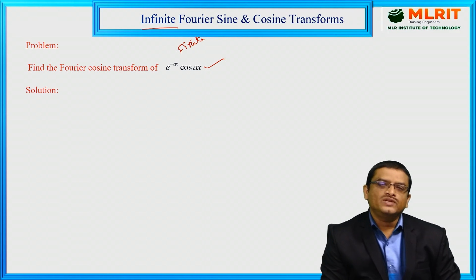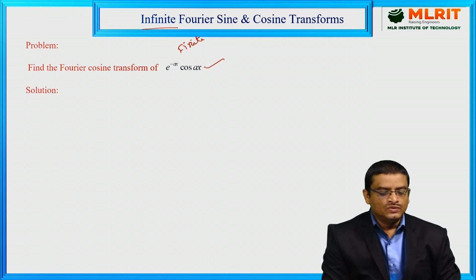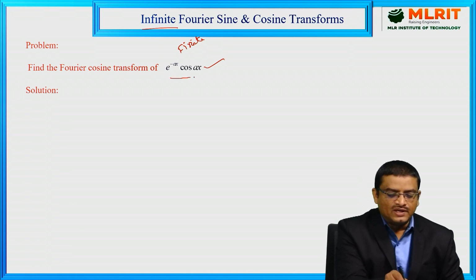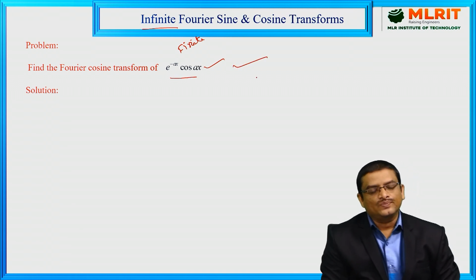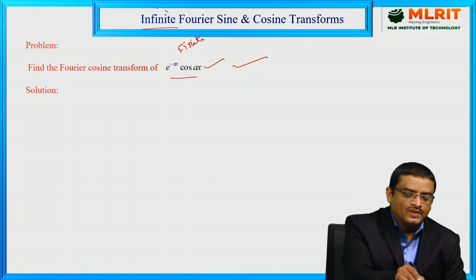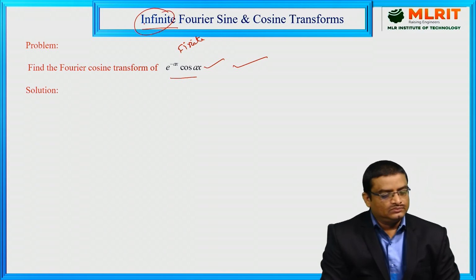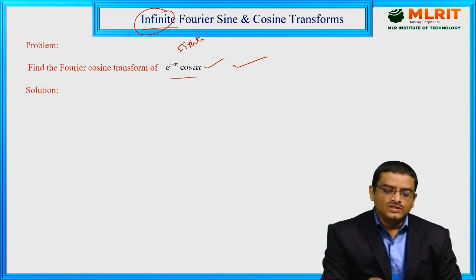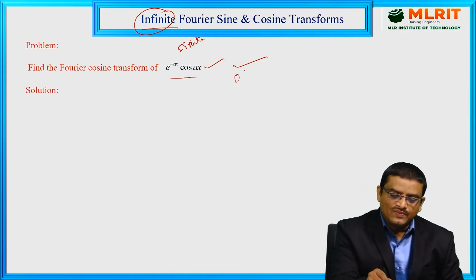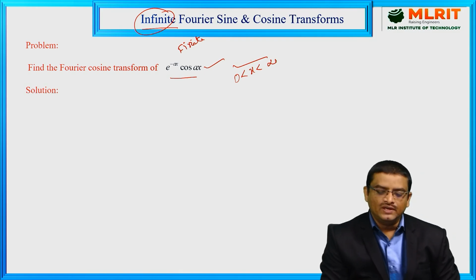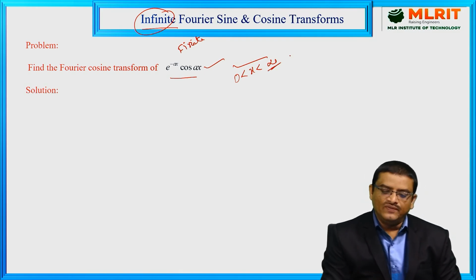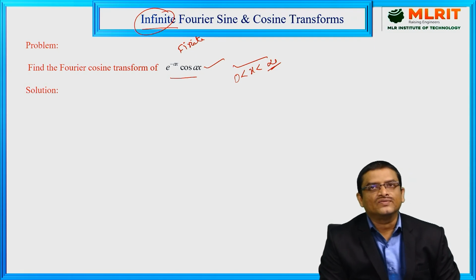So which formula do we have to use now? Either we have to go for the infinite or we have to go for the finite. This is the confusion we get. So whenever they ask to find the Fourier cosine transform of some function and the interval is not given in the problem, then by default we have to go for the infinite Fourier transform. Suppose the given condition is in terms of infinity, like 0 less than x less than infinity, so here we have infinity, so we can go for the infinite Fourier transform.